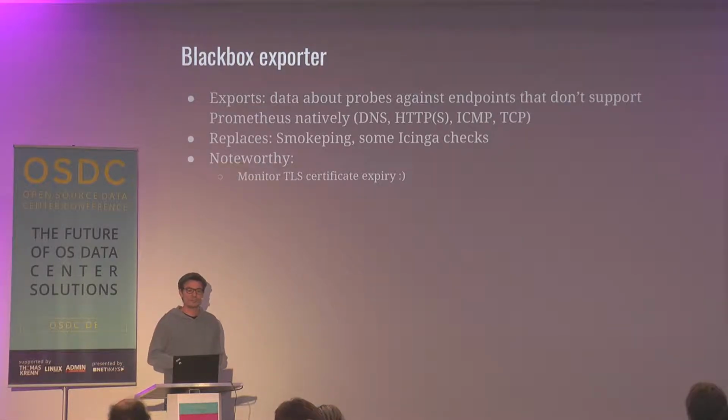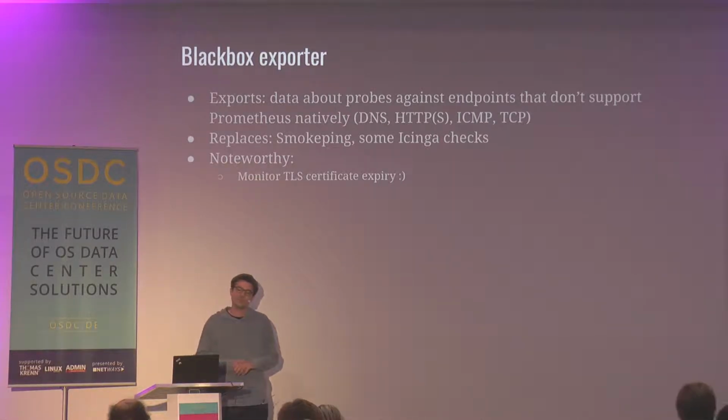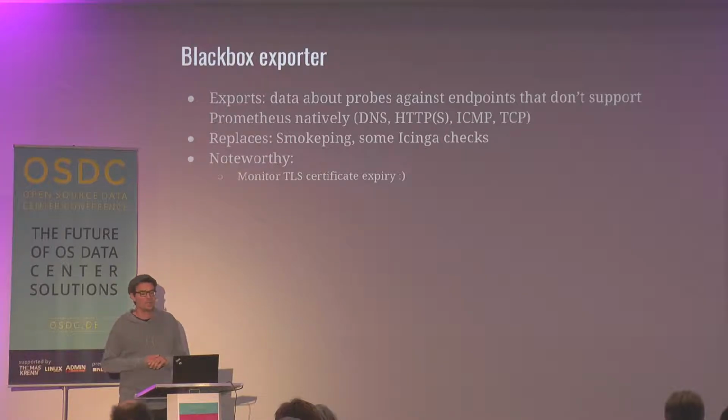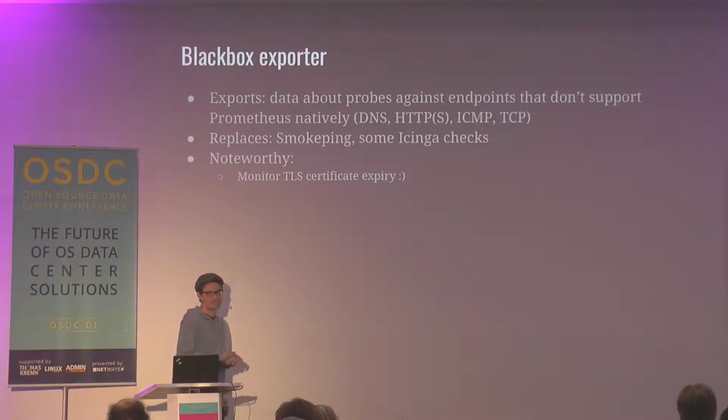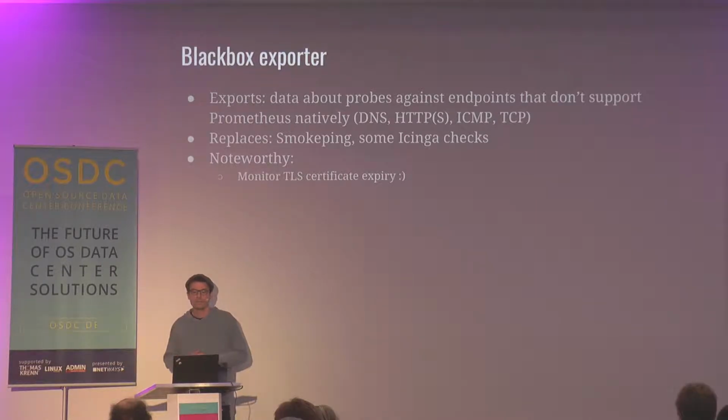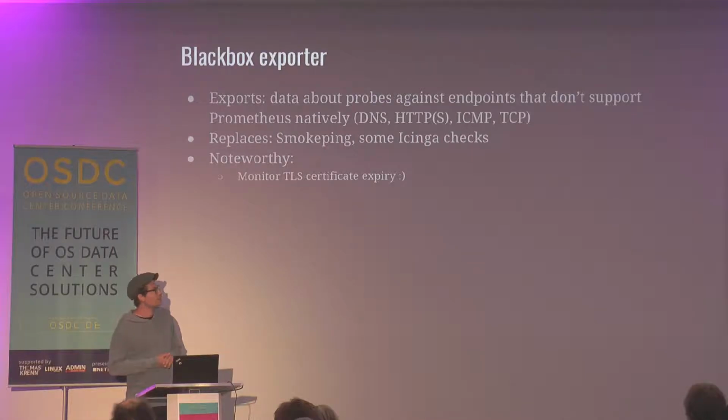Next exporter is the Blackbox exporter. This one is a bit special, as in that you can tell the exporter to send a probe in a protocol of your liking to a random target. The probe types supported, or the protocol supported, are DNS, HTTP/S, ICMP ping, and TCP connect. And you can already see that, for example, with the ICMP ping, this is a prime candidate to replace Smokeping, which we did, and I'll talk about that in a second.